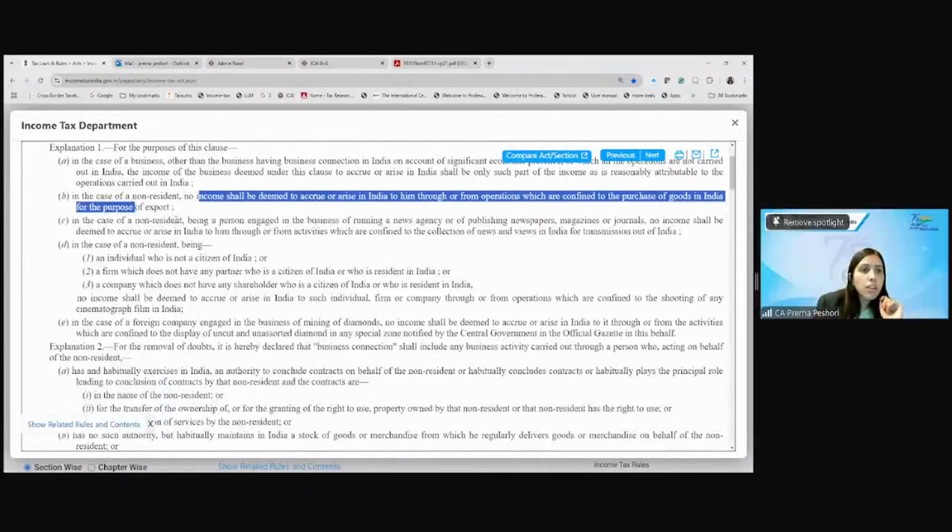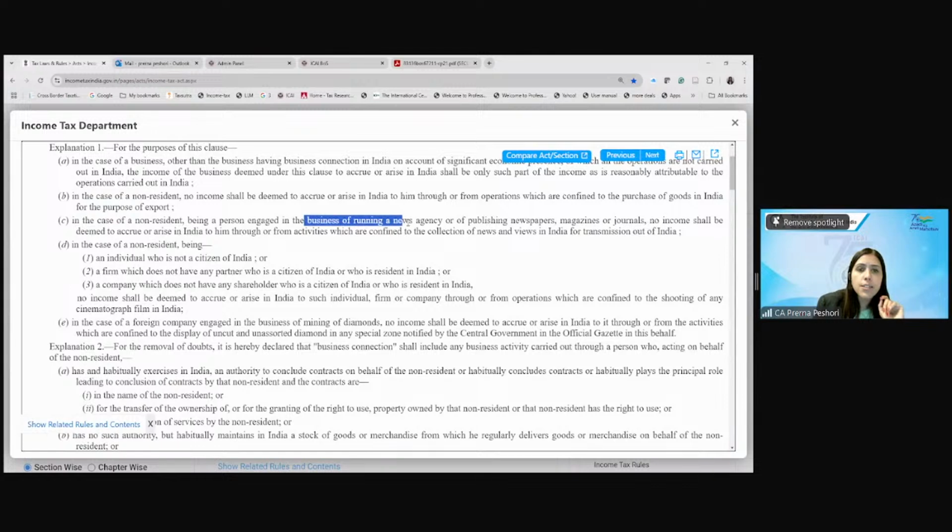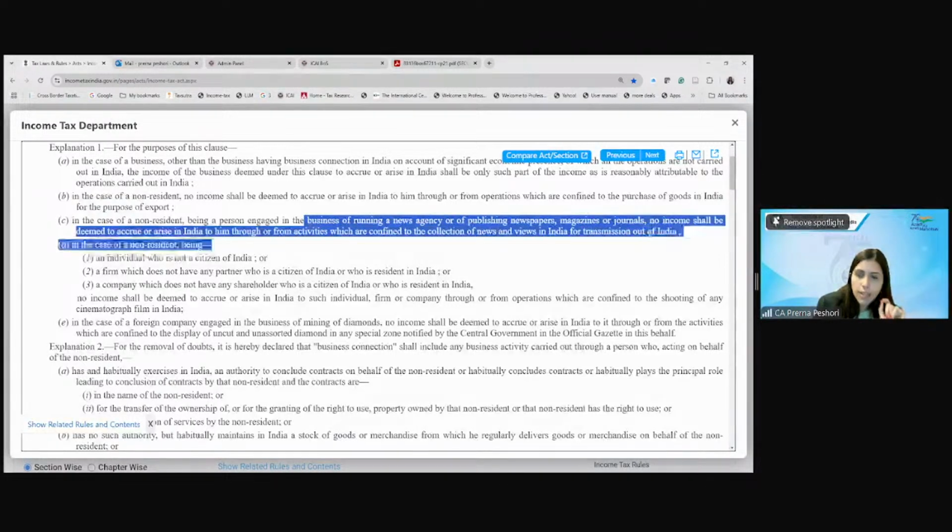In the case of a non-resident being a person engaged in the business of running a news agency or of publishing newspapers, magazines or journals, no income shall be deemed to accrue or arise in India to him through or from the activities which are confined to the collection of news and views in India for transmission out of India. So basically, if you're collecting the news or views in India and then transmitting the news outside India, there will not be any income accruing or arising. For example, BBC.